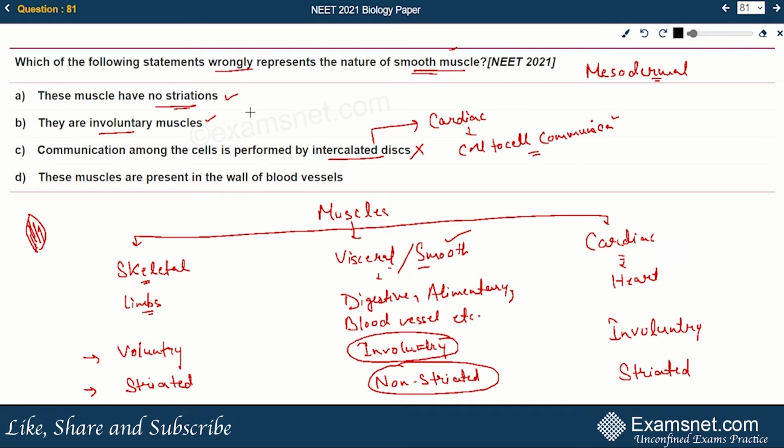And the last option is these muscles are present in the walls of blood vessels. This is true. Okay, other than blood vessel, they are also found in digestive tract, alimentary canal, etc. Okay, so the only wrongly represented statement is option C.